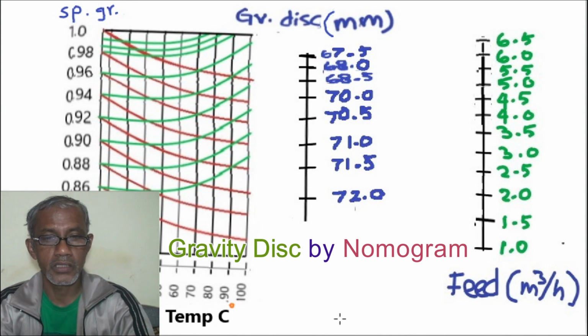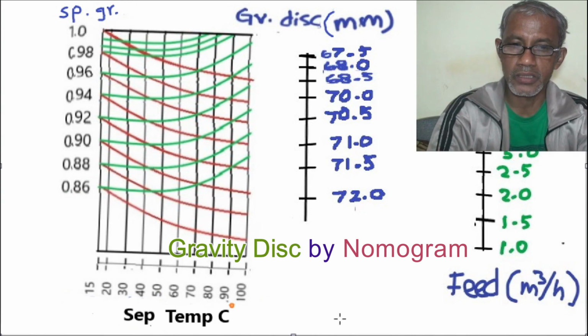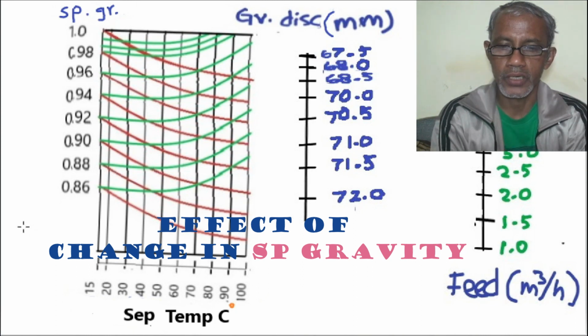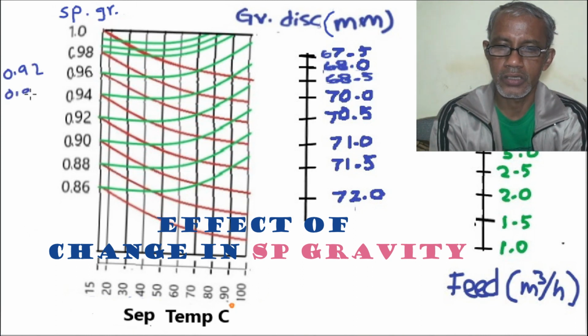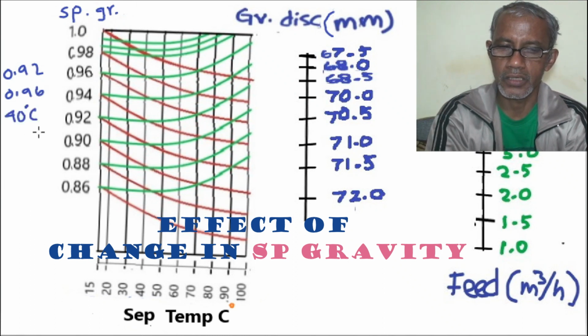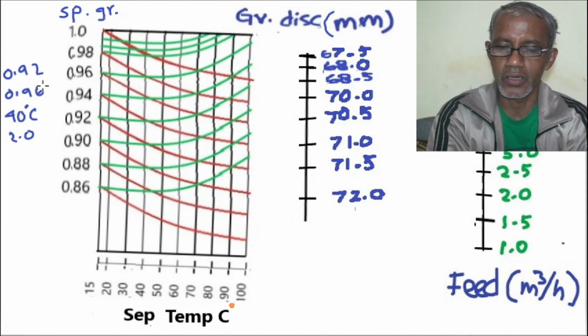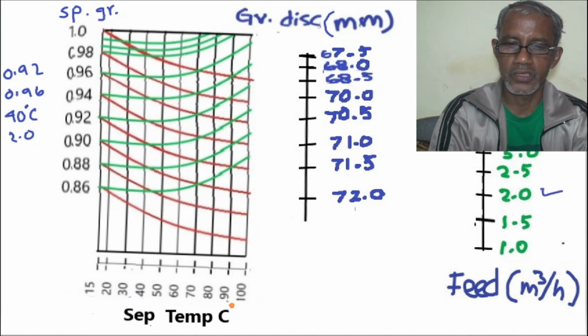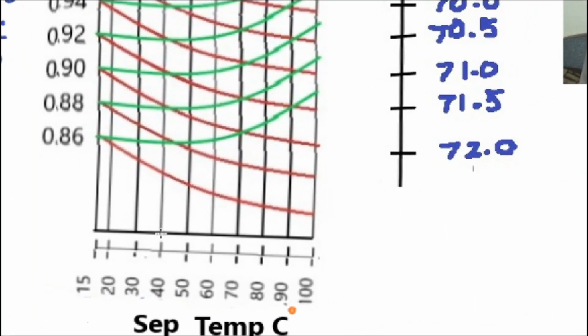Now we will change the values of the variables one by one and see the change in gravity disk sizes. Now let us vary the specific gravity from 0.92 to 0.96. Separating temperature is 40 degrees Celsius and the rate of feed is 2.0 meter cube per hour. So we will change the specific gravity only. We know that the rate of feed is 2.0, this one. Separating temperature is at 40 degrees Celsius. We will mark the 40 degrees Celsius line.